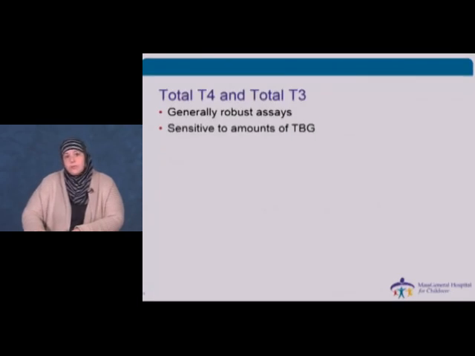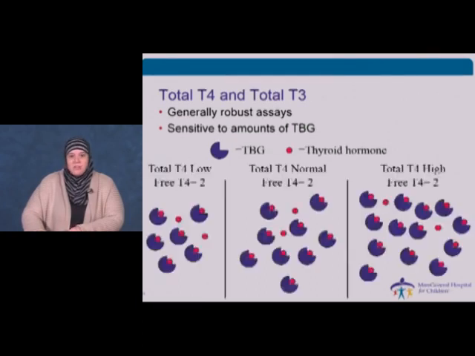Total T4 and total T3 are actually pretty robust assays, but they're not sent very commonly because they're very sensitive to the amounts of thyroid binding globulin. I'm going to illustrate this with a figure, and the purple things are going to be the thyroid binding globulin, and the little pink circles are going to be thyroid hormone. So you see in the middle someone with normal amounts of thyroid binding globulin, and a measurement would show a normal total T4. And the free T4, you can see, are these free pink circles, and the free T4 is 2.